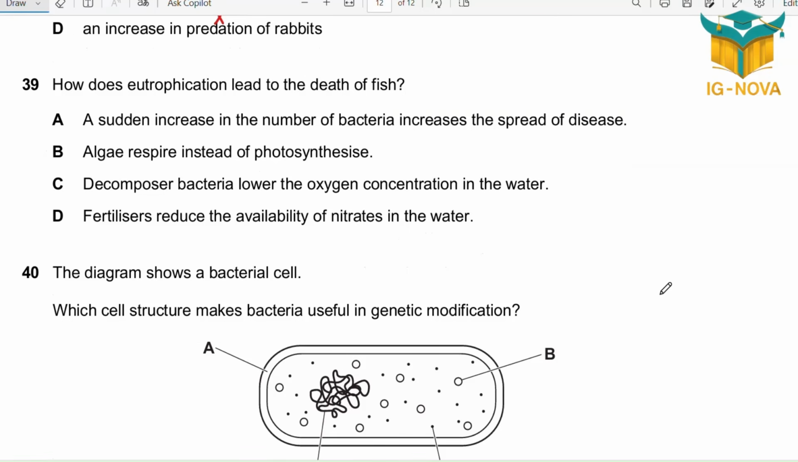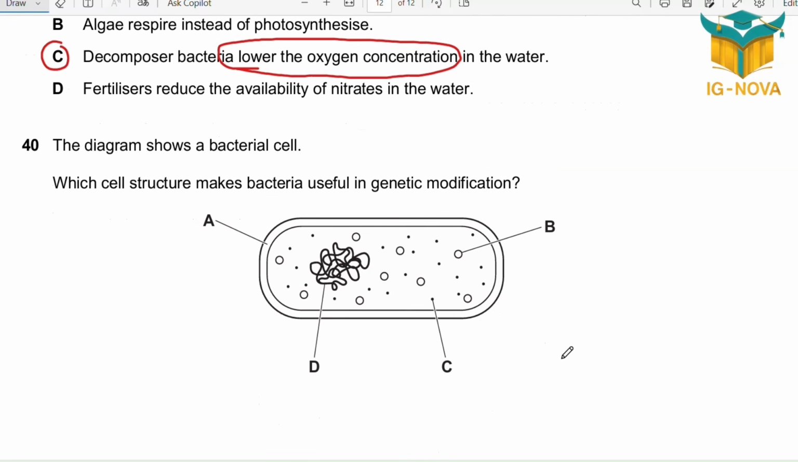How does eutrophication lead to death of fish? The major reason for death of consumers or aquatic animals is a decrease in dissolved oxygen. So dissolved oxygen, lower oxygen concentration, is the main reason for death of aquatic animals. This is eye-catching. Technique number 3, eye-catching point. Like this one, question 40, eye-catching straight away.